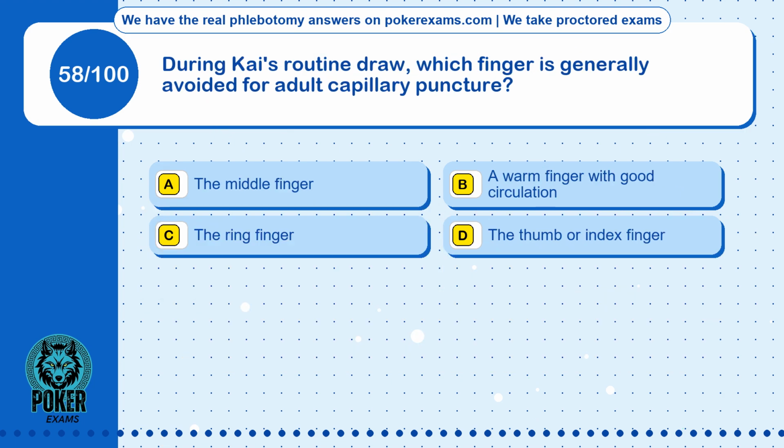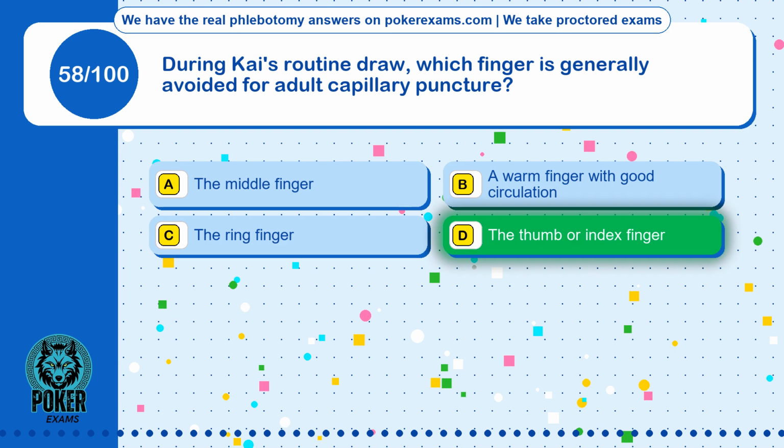Question 58. During Kai's routine draw, which finger is generally avoided for adult capillary puncture? Option A. The middle finger. Option B. A warm finger with good circulation. Option C. The ring finger. Option D. The thumb or index finger.